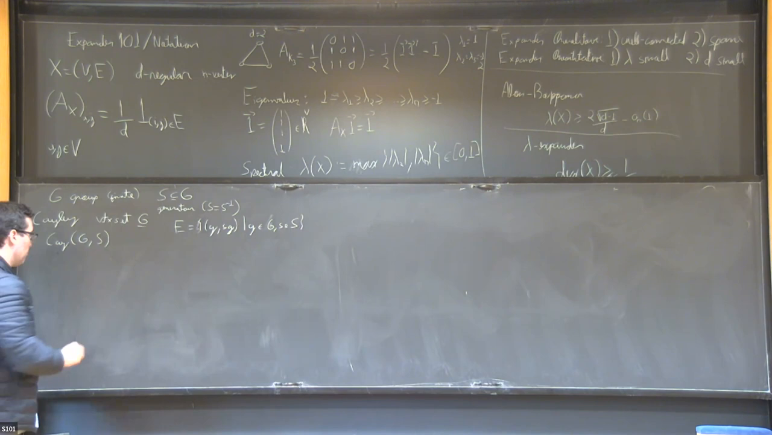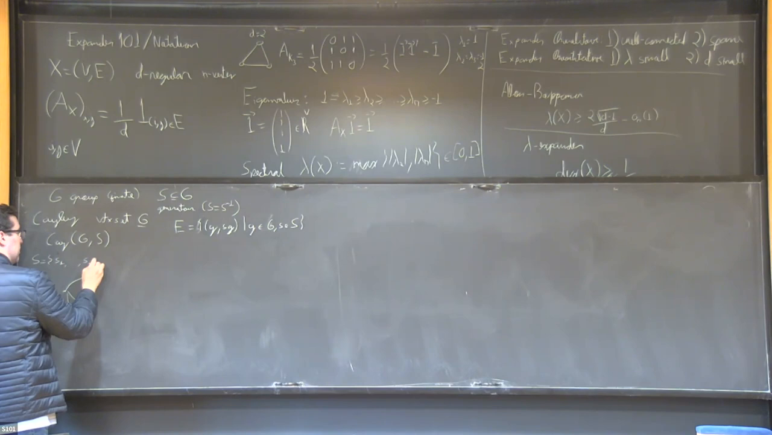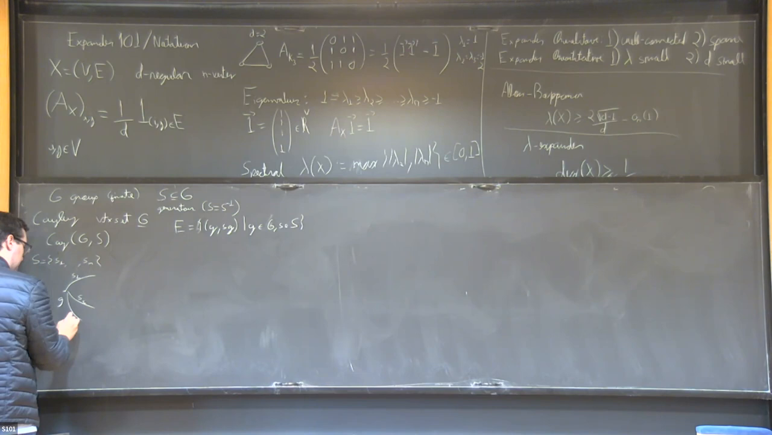So you have g here, and we take all the transitions. Let's say that S is equal to some s1 all the way to some sn. And then you take transitions like this, s1, s2, whenever you can reach sn. So it gives a very natural way of constructing Cayley graphs.